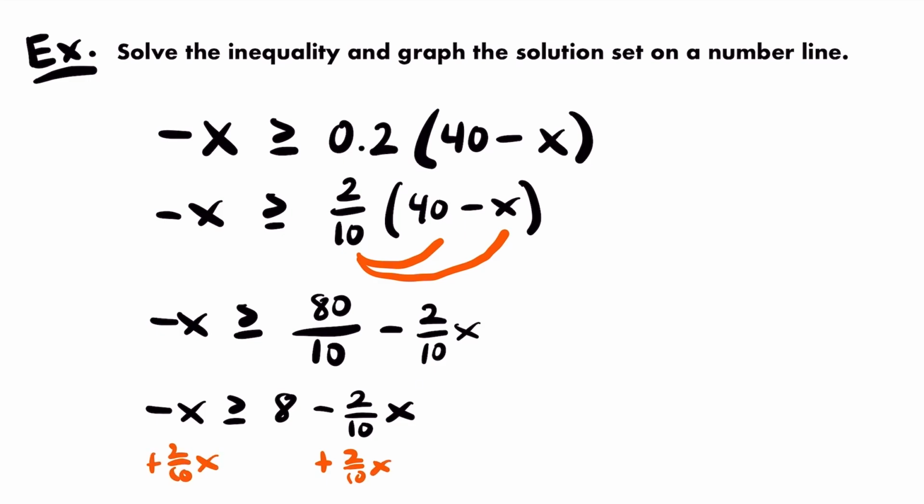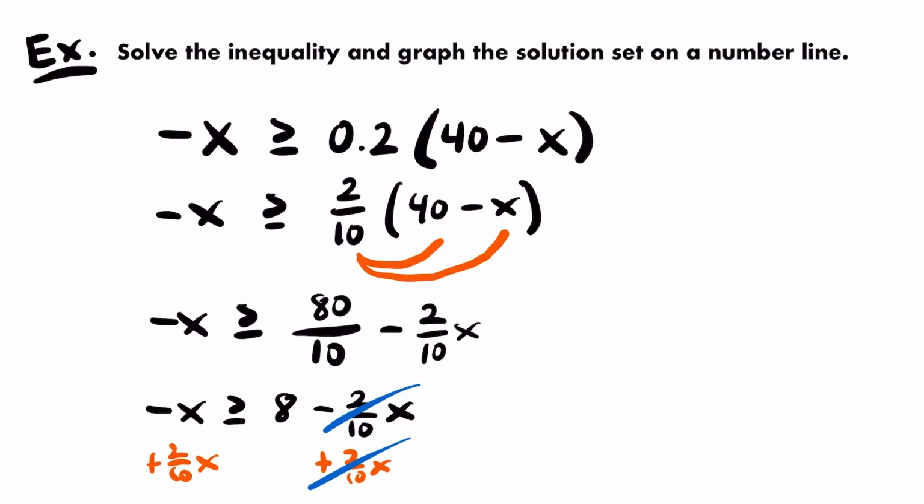And so negative 2 tenths x and positive 2 tenths x will combine to be 0. But then what about negative x plus 2 tenths x? Well, they are like terms. They have the same variable part of x, so we just have to combine their coefficients. Negative 1, that would be the coefficient of negative x, and positive 2 tenths.